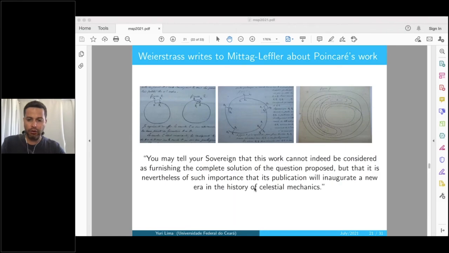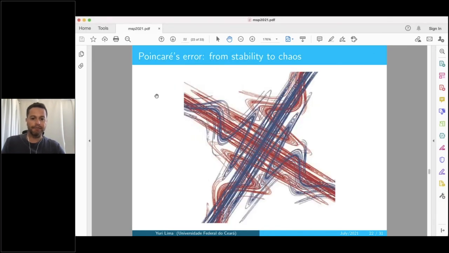I do not know where these volumes are, but I would think that one of them is in what is nowadays called the Mittag-Leffler Institute in Sweden. But anyhow, Poincaré found this mistake and spent a few months or years trying to fix it, and he was not able to do it. And what was the mistake?